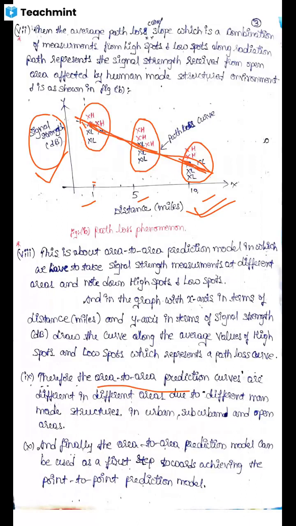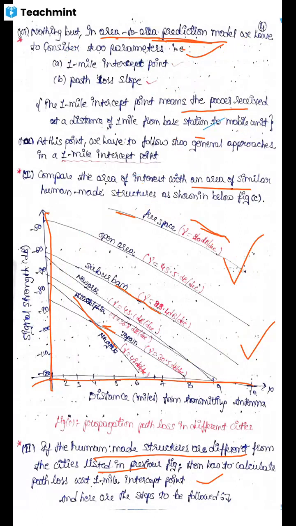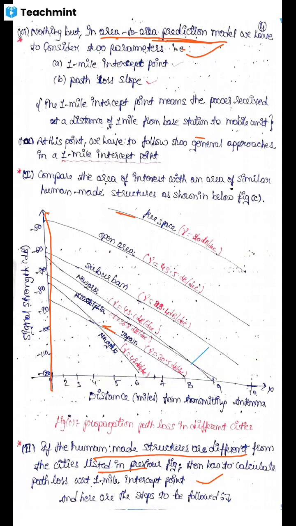And coming to the point to point prediction model, using the area to area prediction model, we use two parameters: the 1 mile intercept point and the path loss slope. Here the 1 mile intercept point means the power received at a distance of 1 mile from the base station to the mobile unit. In this 1 mile intercept point, we take two general approaches. The first one is comparing the area of interest with the area of human made structures.